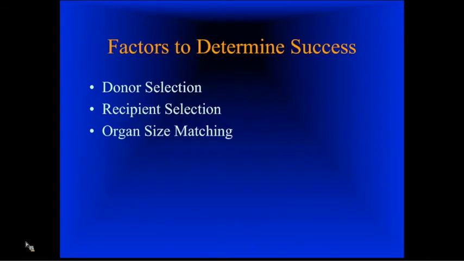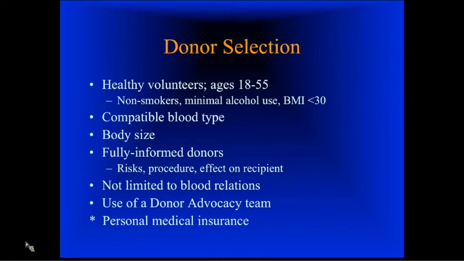So we're looking at donor selection, recipient selection, and organ size matching here. How do we select potential liver donors, live donors? We're looking at healthy, and again, the key word here is volunteers. So no coercion, and any monetary benefit should not play a role here. And this age is arbitrary. We put it at between 18 to 50 years old.